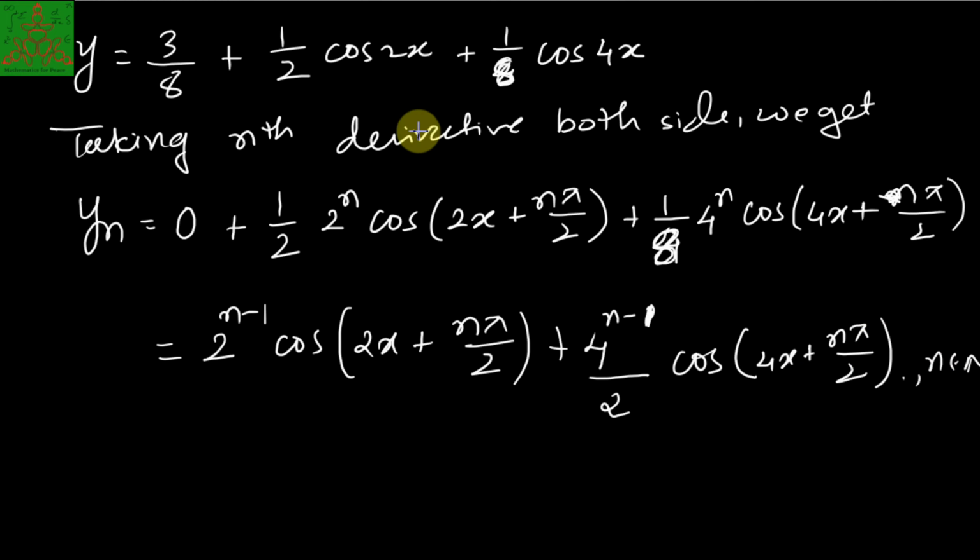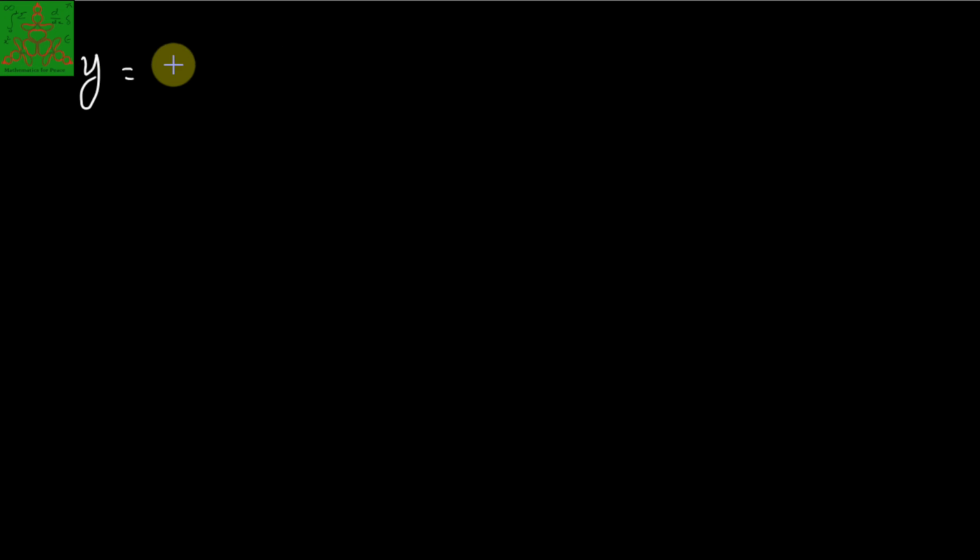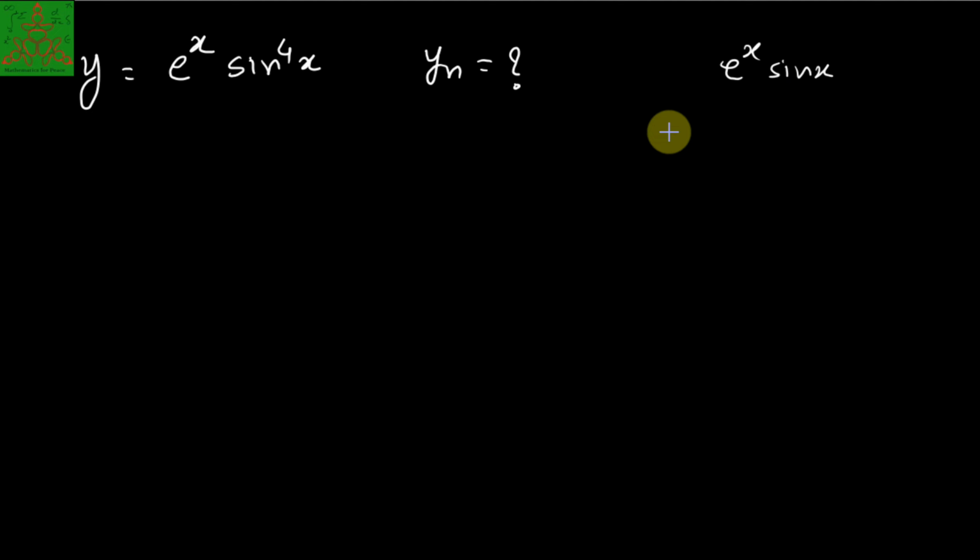Let us solve a couple more examples. Y equal to e power x sine 4x. The question is to calculate what is yn, the nth derivative of y. Again, this is e power x sine 4x. We have a formula of e power x into sine ax plus b. But here it is in this form.